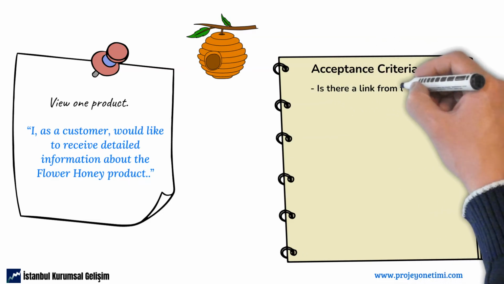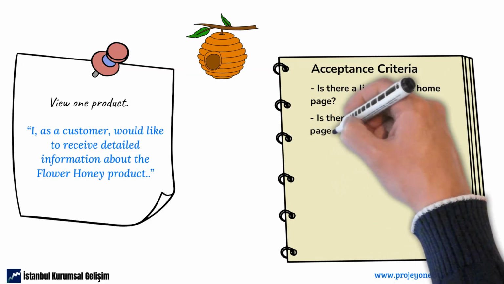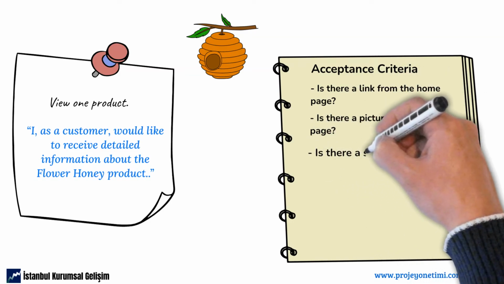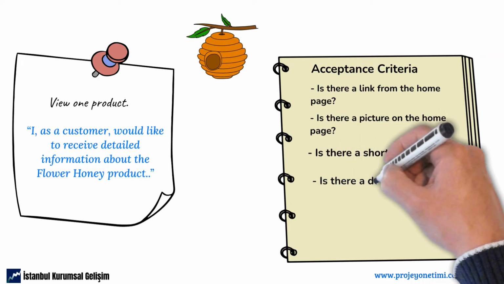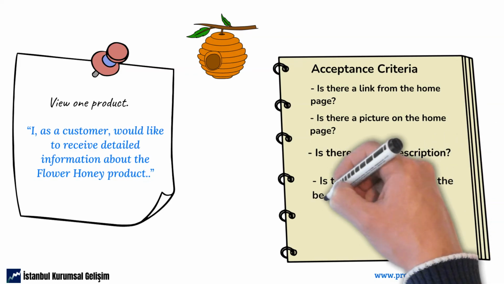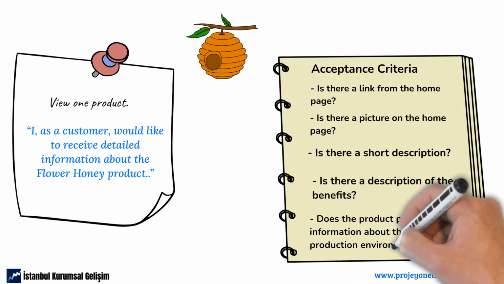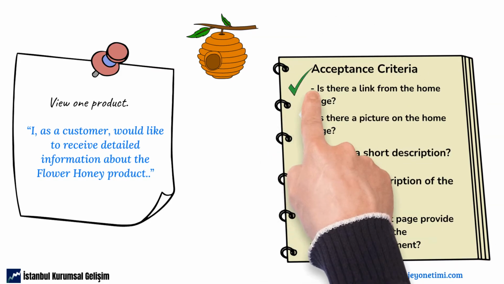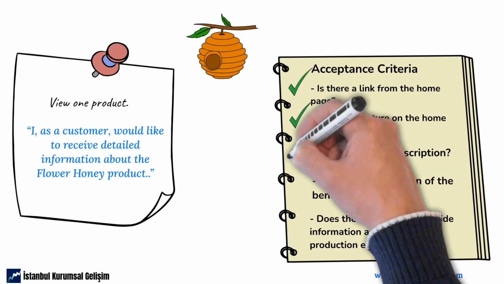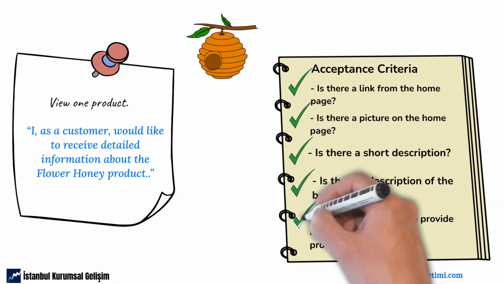Acceptance criteria for this item can be as follows. Is there a link from the home page to the product page? Is there a picture about the product on the home page? Is there a short description of the product on the home page? Is there a description of the benefits of the product on the product page? Does the product page provide information about the production environment? As can be seen, there are also question sentences in this checklist. When someone who reads the acceptance criteria answers yes to these questions, the item or user story will be considered complete.